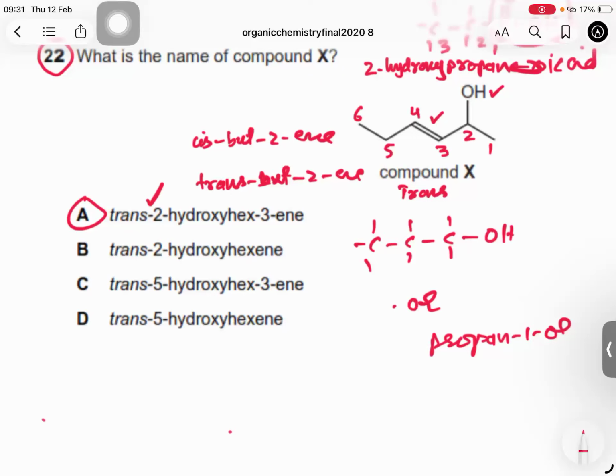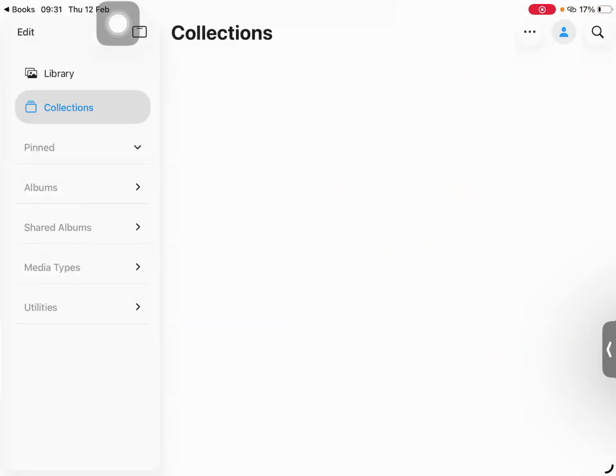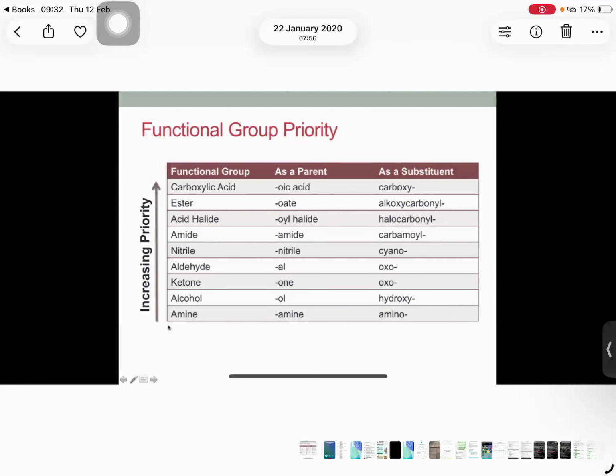I can also share a table which is up to our syllabus, which needs you to look at the priority of the functional groups when you have two functional groups attached. Okay, just look at this. Look at this.